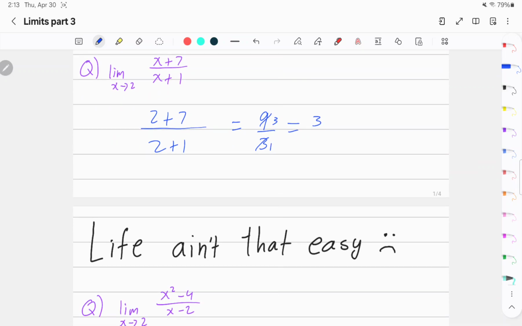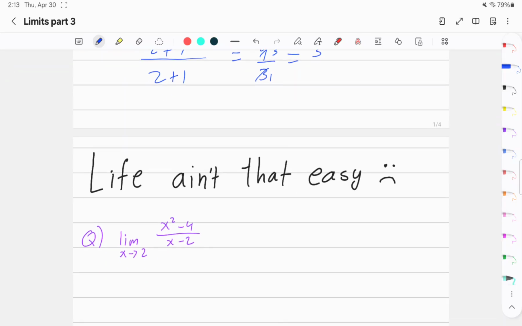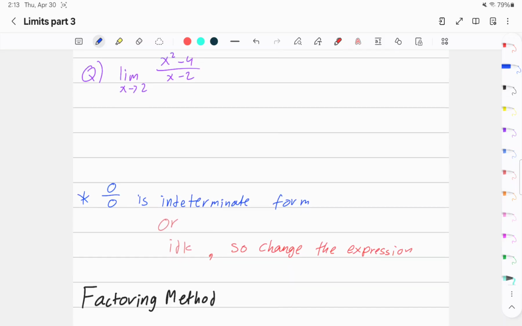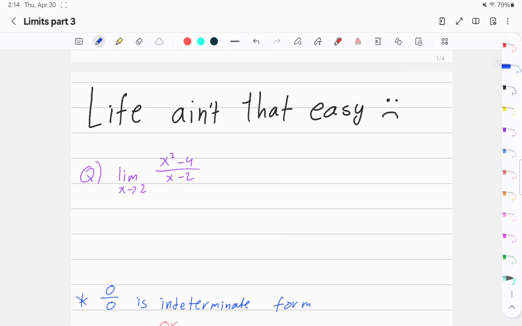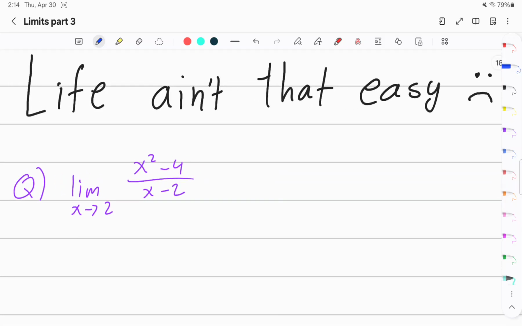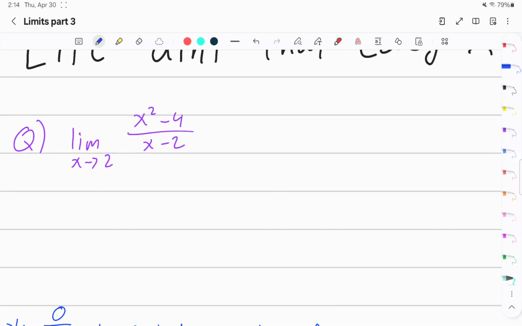But unfortunately, life isn't that easy. Because if you get these kinds of questions, these are the same questions a high school student can do, or an early student in grade 8 or grade 9 could solve these. So to make your life a bit harder, what happens when we do the same thing? Let's plug in directly. If I plug in 2 here, I get 2 squared minus 4 over 2 minus 2. Now if I look closely, 2 squared is 4, and 4 minus 4 over 2 minus 2 leads me to 0 over 0.